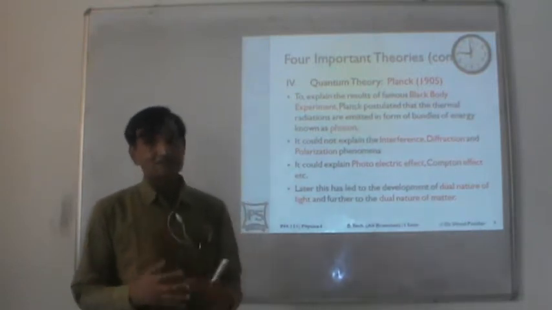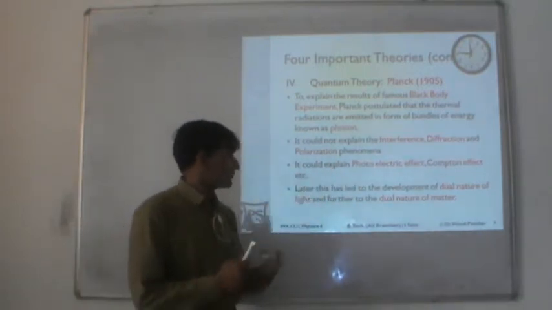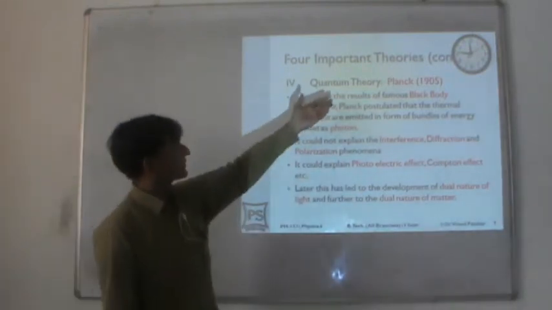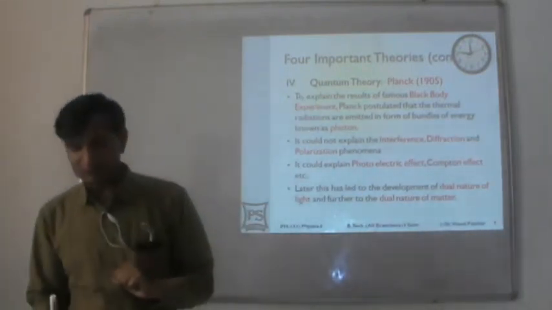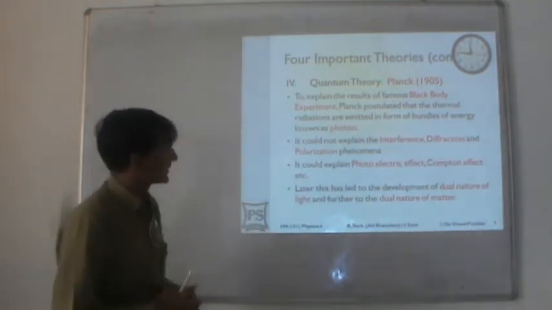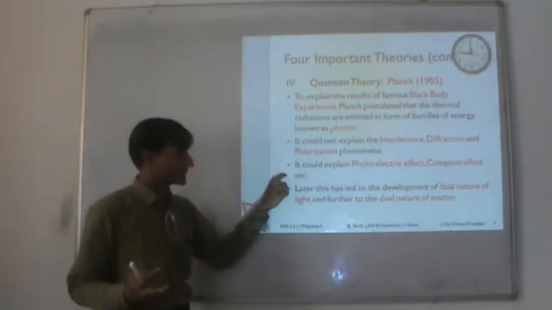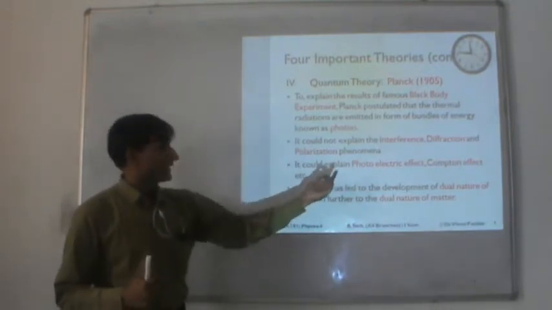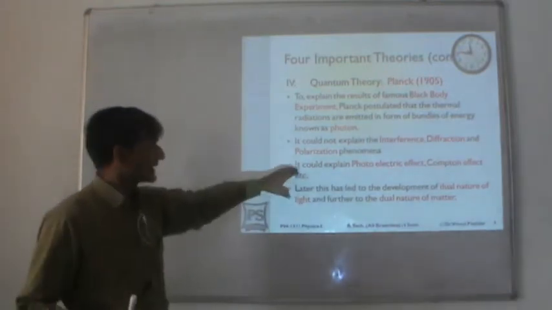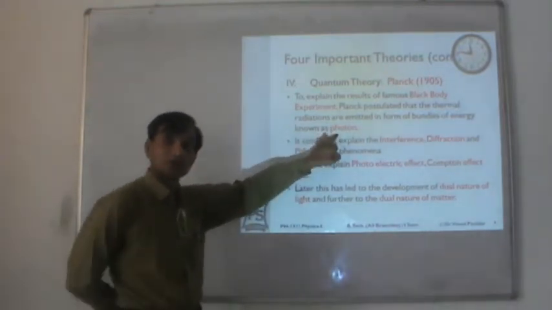But at the same time, the most prominent effects which were observed a little before the start of the 20th century, the photoelectric effect, and the Compton effect, which was observed in 1923, I think. All these observations could be explained with the help of the particle nature, or the hypothesis of the photon.